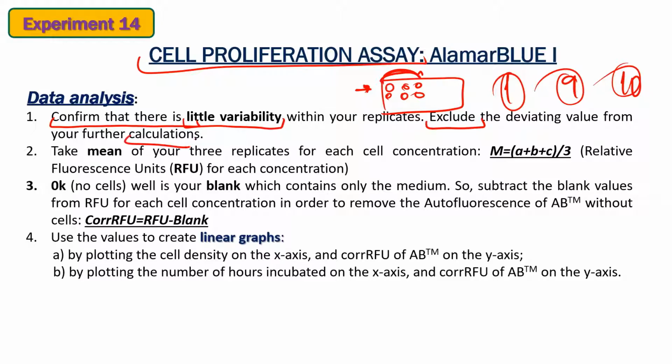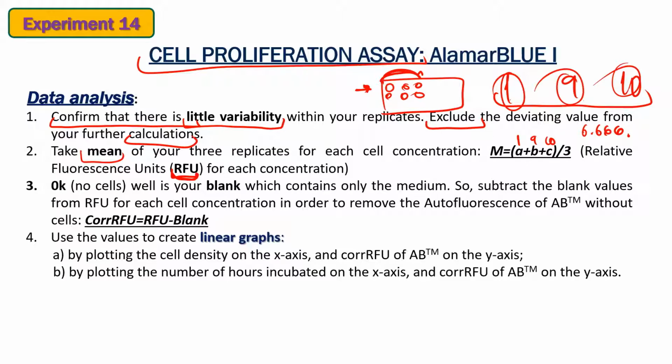from your calculations. So what you do, you take the mean, so let's calculate this one. It's 20: 1 plus 9 plus 10, and you divide it by 3. So 20 divided by 3 is 6.66, okay? And you call it RFU.